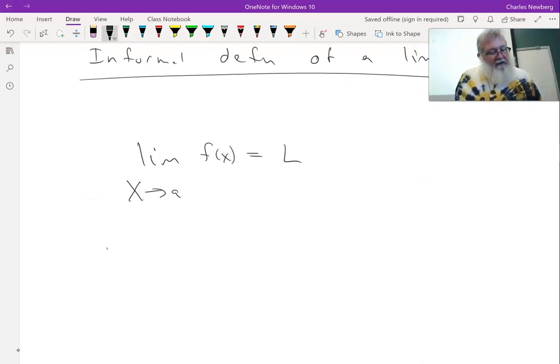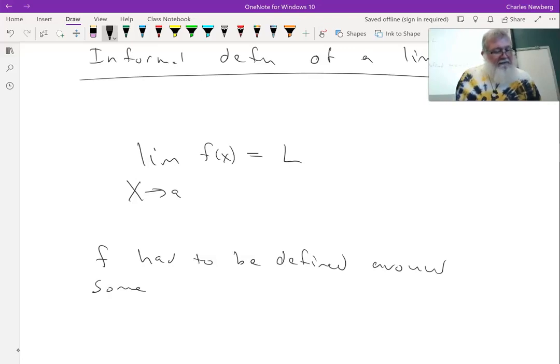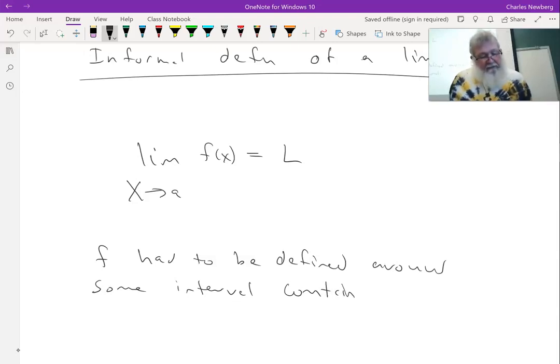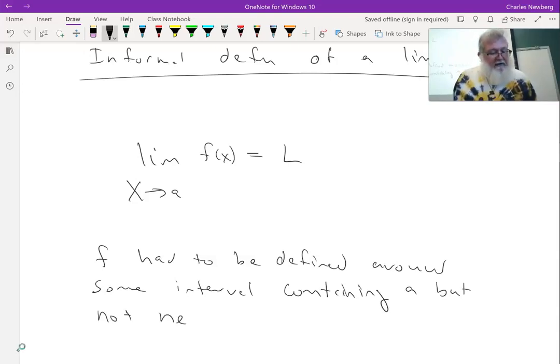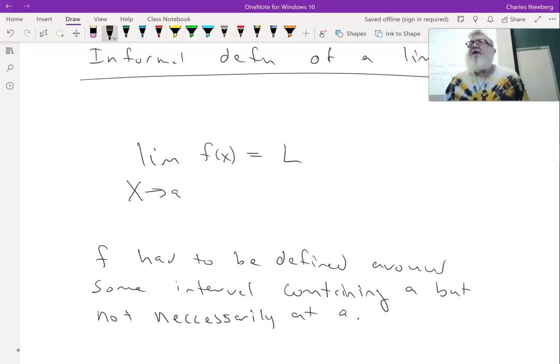First off, f had to be defined around some interval containing a, but not necessarily at a. And by the way, whenever I misspell a word on the board, please spell it right in your notes to make me look smarter. All right. So we have a function defined around a, and we're interested in what?